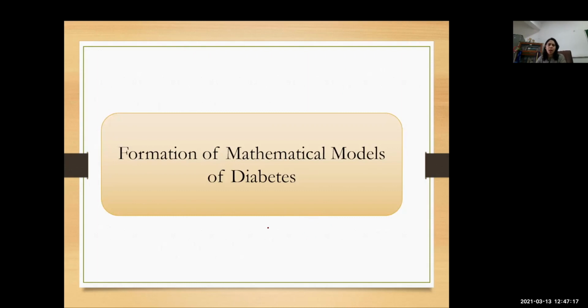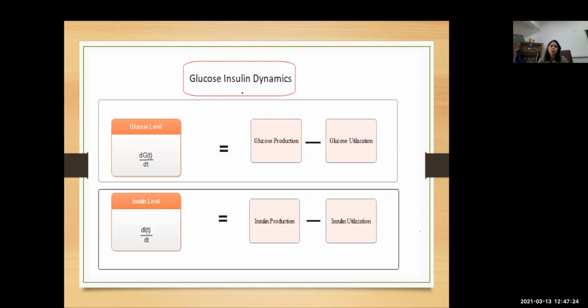Let us see how the mathematical model for diabetes is formed. This is the glucose insulin dynamics. There will be two compartments in this one. The first compartment is glucose, and the second compartment is insulin, because these two are the factors majorly involved in the maintenance of diabetes.